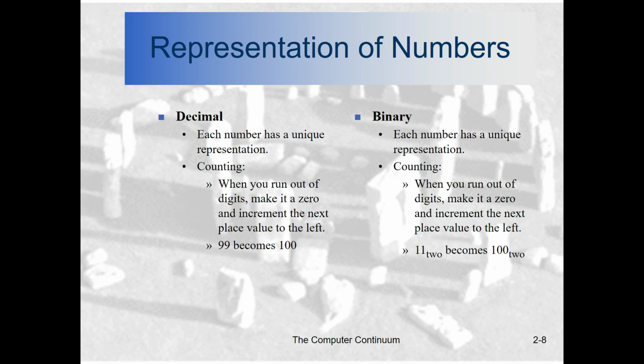All right, so we just discussed decimal and binary number representation. Each number has a unique representation, okay? In the binary system, we use base 2. In decimal, we use base 10. And when you run out of digits, make it 0 and increment the next place value to the left. So that's how it works.